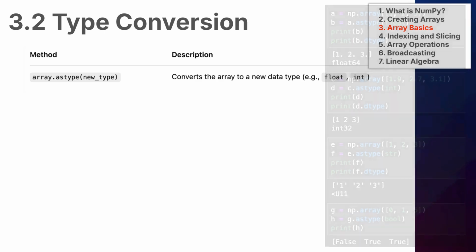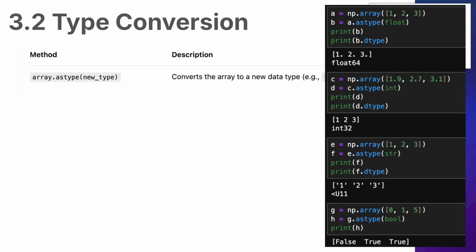Let's check the examples. The first example converts integers to floats. The second one converts floats to integers, just removes decimals. The third one converts numbers to strings. The last one converts numbers to Boolean. 0 is false, others are true.